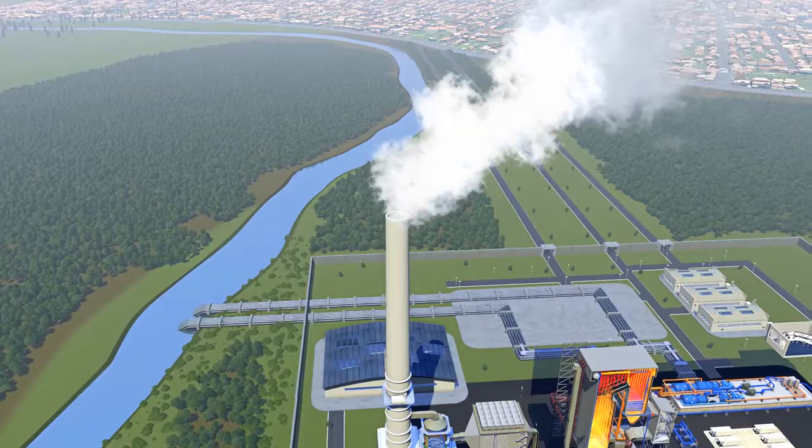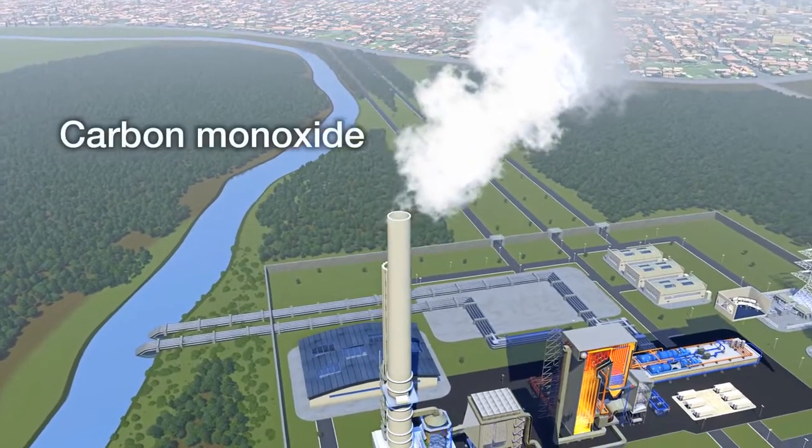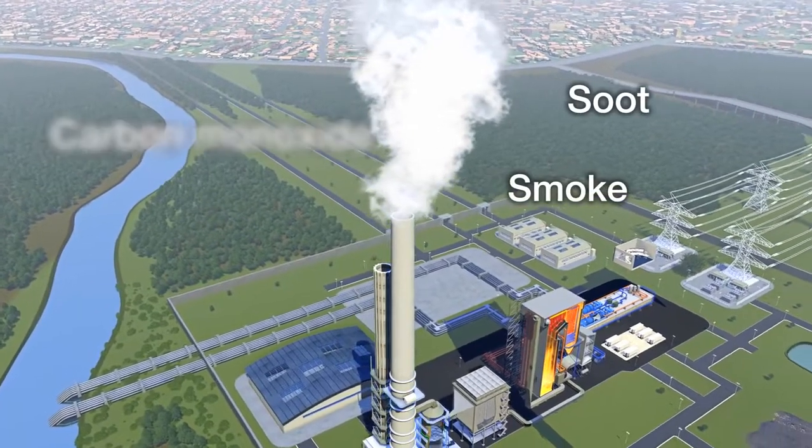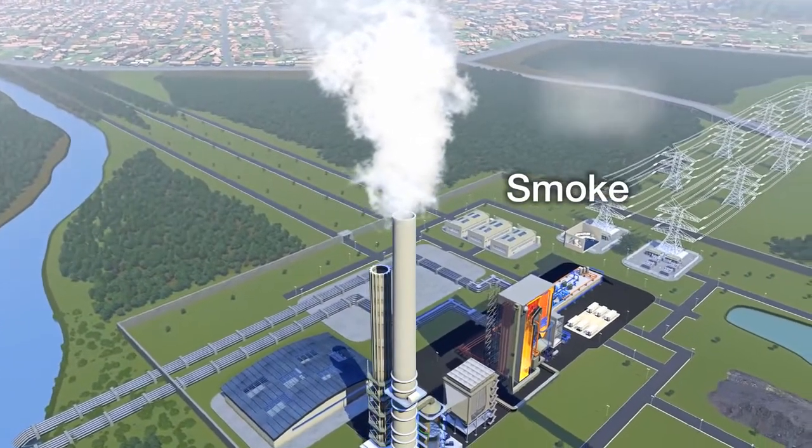If too little air is applied, the flue gases will contain high levels of carbon monoxide, soot and smoke, increasing the risk of pollution and potentially affecting safety.